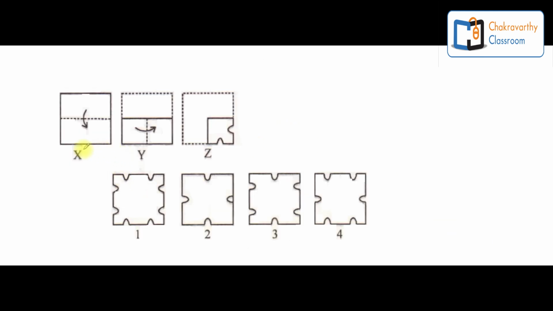Start this question also, students. Here XYZ as it is, and these are the options 1, 2, 3 and 4. Okay, now we see how the folding has been done. First one from top to bottom, from here to here. Second folding is from left to right. All right, finally this portion is remaining.